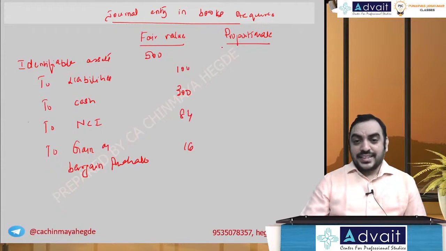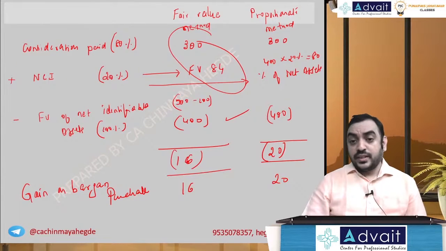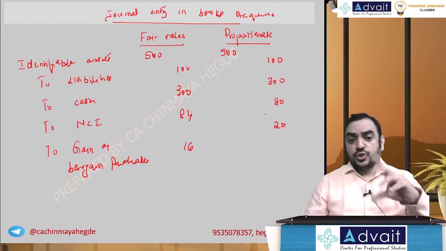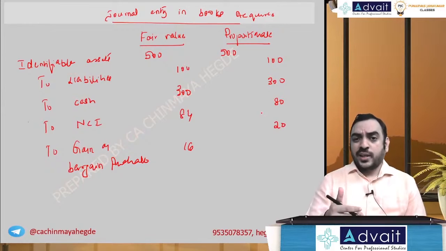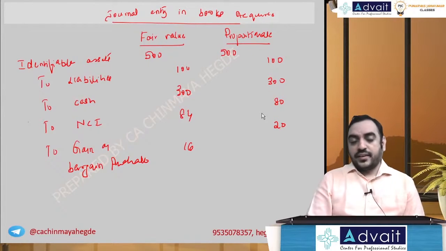Proportionate method, asset is 500 only, that remains the same. Liabilities will be 100, cash will be 300, NCI will change to proportionate method. 20% of 400 is 80, and therefore the gain is 20. So only these two values will change, NCI and bargain purchase, that is NCI and goodwill in some other cases. That's all the journal entry. You don't pass it like this in the exam, you please pass two separate entries.